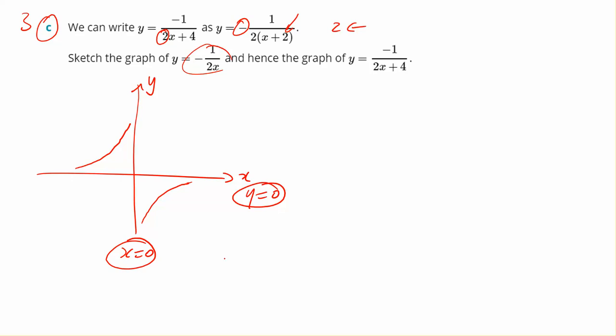The way you show dilation is you choose 2 points. The first point: let x equals 1. When you sub in, you get y equals -1/2. The second point: x equals 2, y equals -1/4. So I can get 2 values here. When x equals 1, you get -1/2, and when x equals 2, you get -1/4.